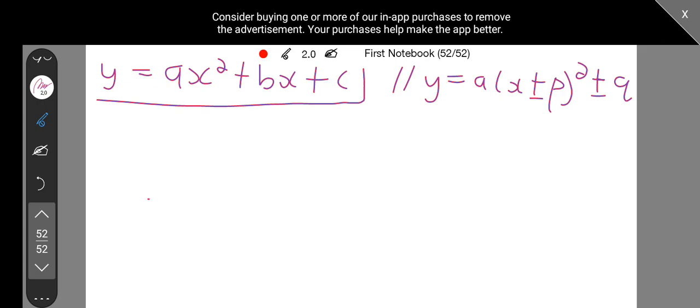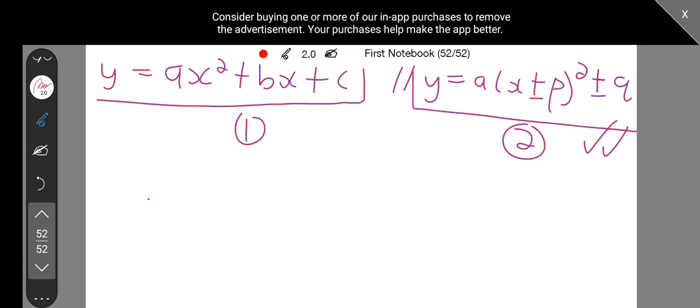Okay, so this is the basic form of a parabolic function which you were introduced to in grade 10. And this is the turning point form. Both of these, number 1 and number 2, give you the same answer. They mean the same thing. But this one helps us write the turning points, the maximum as well as the minimum value. And this one is just a general form in which you were introduced to for the first time.